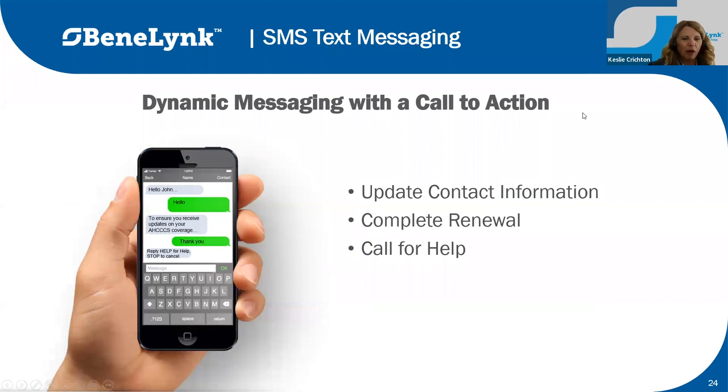So this just also shows you what our text messaging looks like. The first one is about updating contact information, and we're really giving them the information that they need to go right to the Arizona Access website. They can click on it. It will open up right to that page and they can update their contact information. We're encouraging them to complete their renewal.